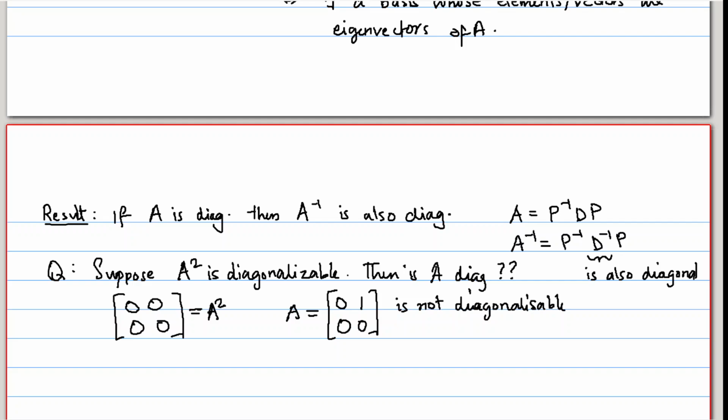Why is it not diagonalizable? Suppose you can write A as P inverse times some D times P. But this D has to be the zero matrix. That means A has to be the zero matrix, which is a contradiction.